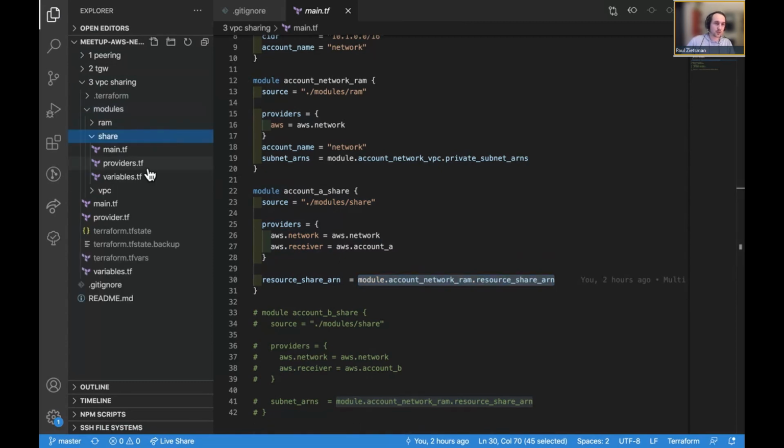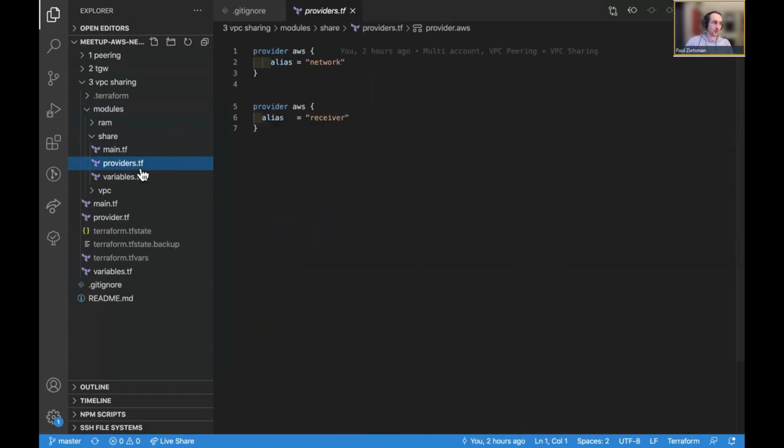And if I go into this module, modules usually don't have providers. So if you've worked with Terraform, you'll know this is a bit weird. Why is there a provider in here? The reason is it's basically a proxy provider. You'll see this thing doesn't do anything. It's got an alias, and that's it. So I have to pass this into the module, otherwise it's going to break.